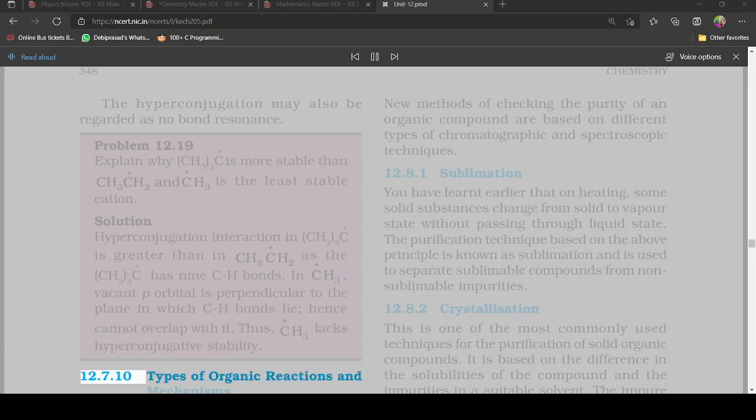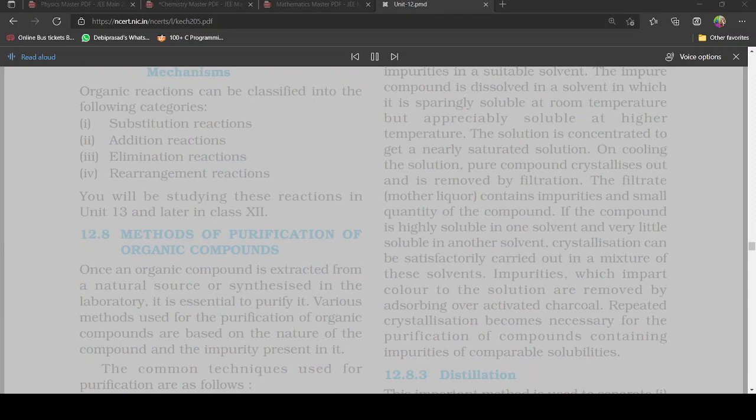12.7.4 Types of organic reactions and mechanisms. Organic reactions can be classified into the following categories: 1. Substitution reactions, 2. Addition reactions, 3. Elimination reactions, 4. Rearrangement reactions. You will be studying these reactions in Unit 13 and later in Class 12.